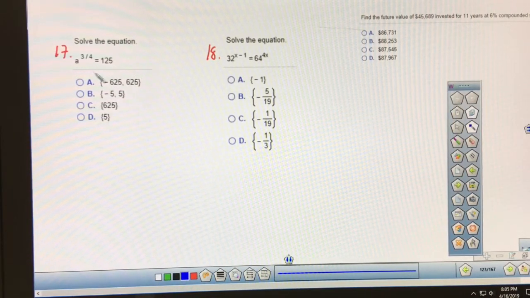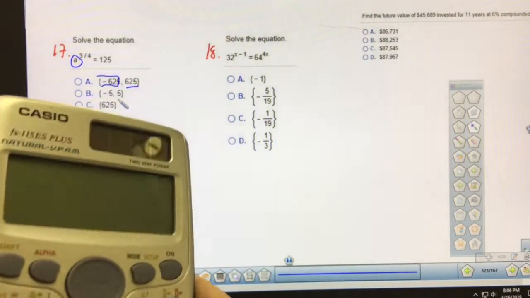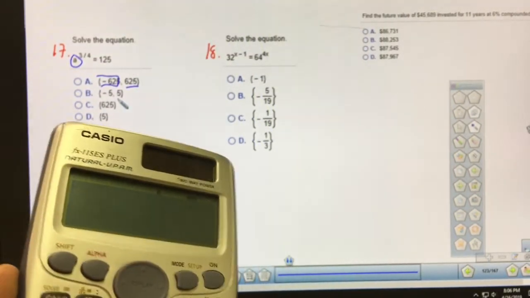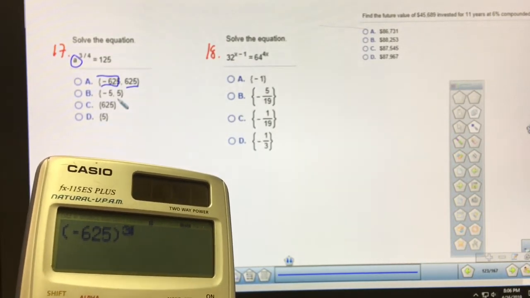Okay, number 17. To solve the equation, because it's multiple choice, I'd like to fill in that spot with this number and then this number and see if it actually equals 125. If it doesn't equal it for -625, then I'll try it for +625. So again, I'm going to go right to the calculator. I'm going to type in parentheses, that's important, parentheses, -625 to the 3/4.